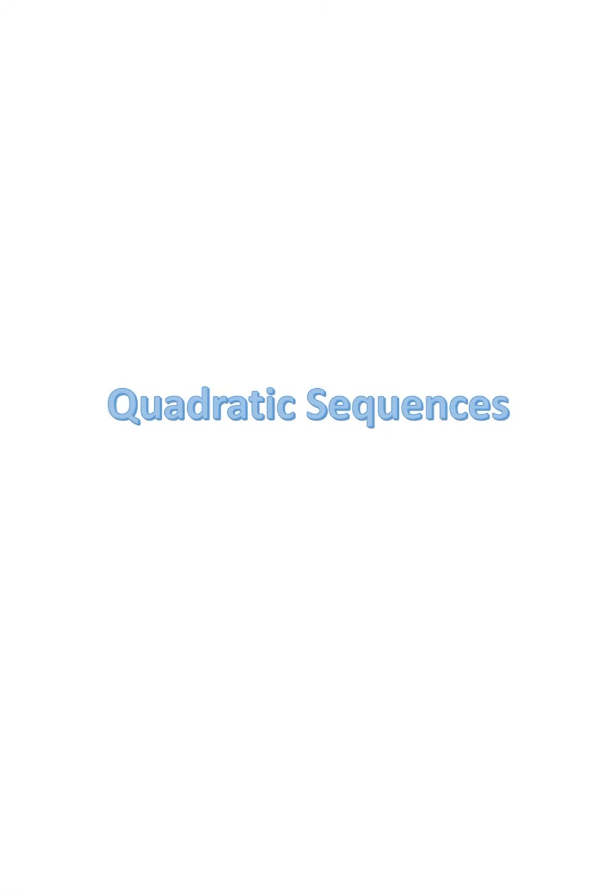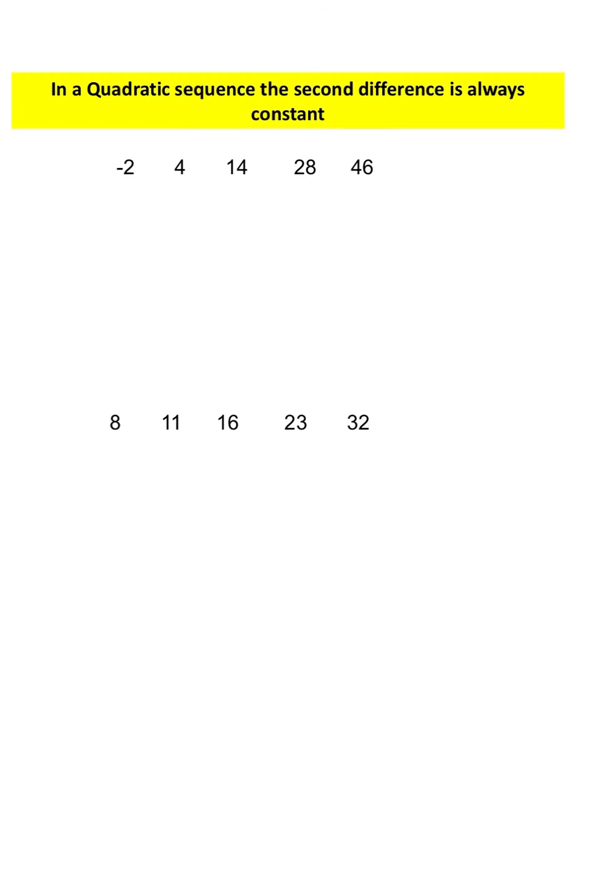In this video, we're going to be looking at quadratic sequences. Now, in a quadratic sequence, the second difference is always constant, which means the number is always the same. So if we look at the first pattern here, I'm going to find the second difference between these terms.